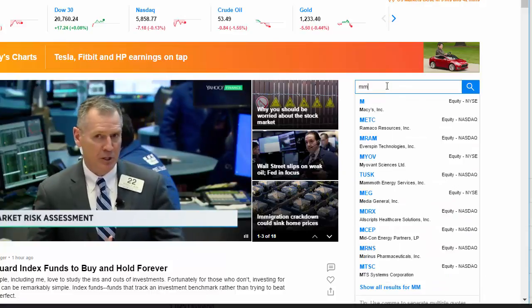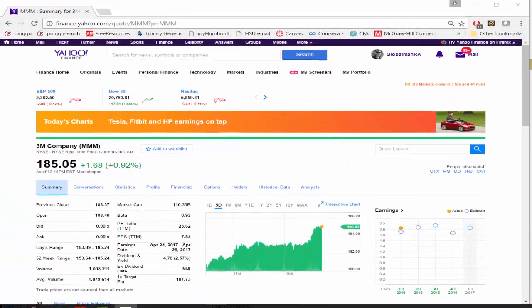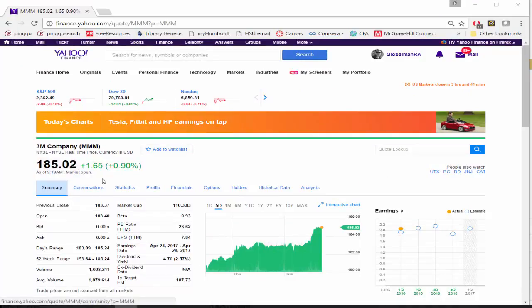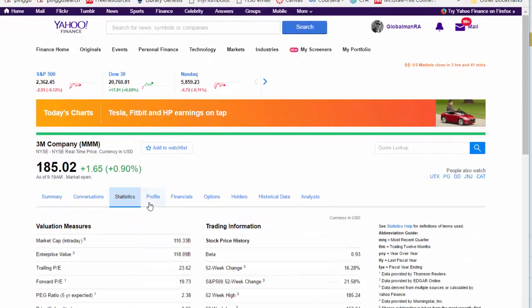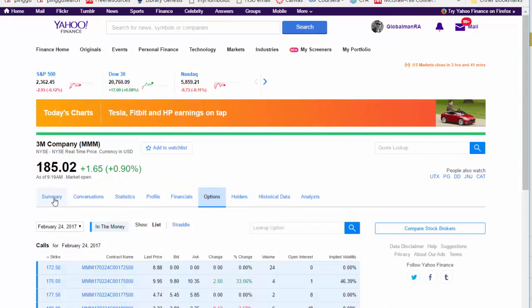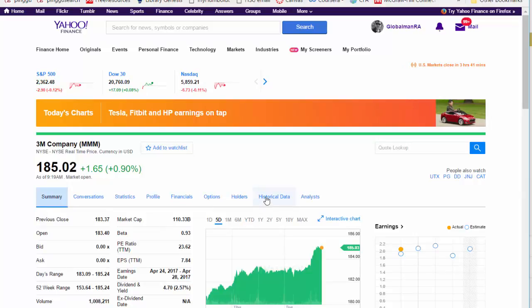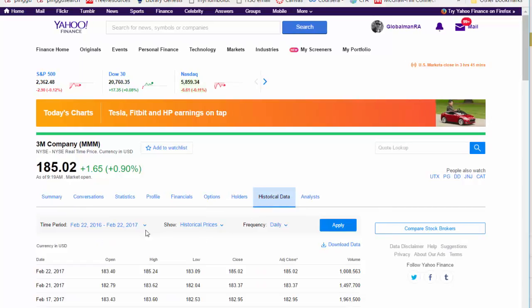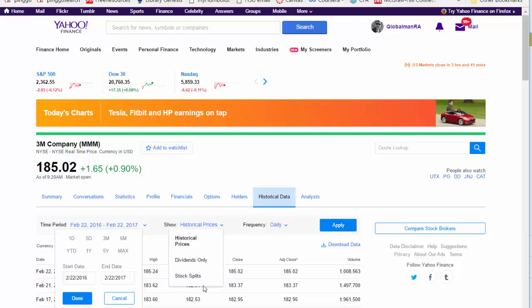So I'm going to type 3M here and then click on Go. Once you're on this page, you have the information about the 3M company, the summary, and there are many other tabs. You can click on each of the tabs and you get different kinds of information. For this example, I'm just clicking on the historical data section, and then you can choose the date that you want, and you can choose the historical price or dividend only, and whatever information you want to get, you can get most of the time from Yahoo Finance, and that is what I am using here.